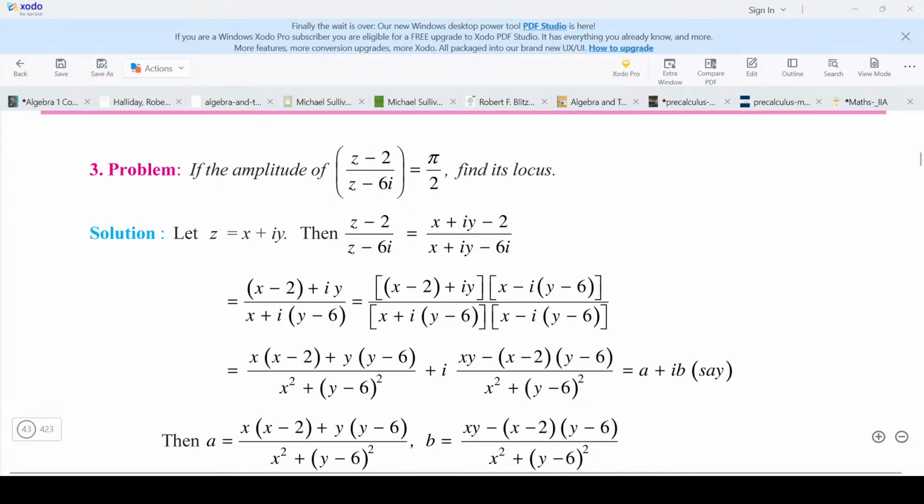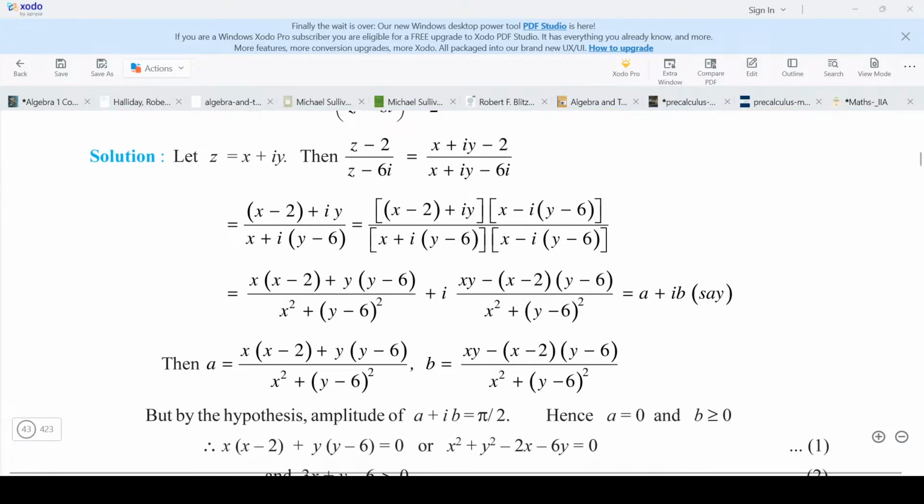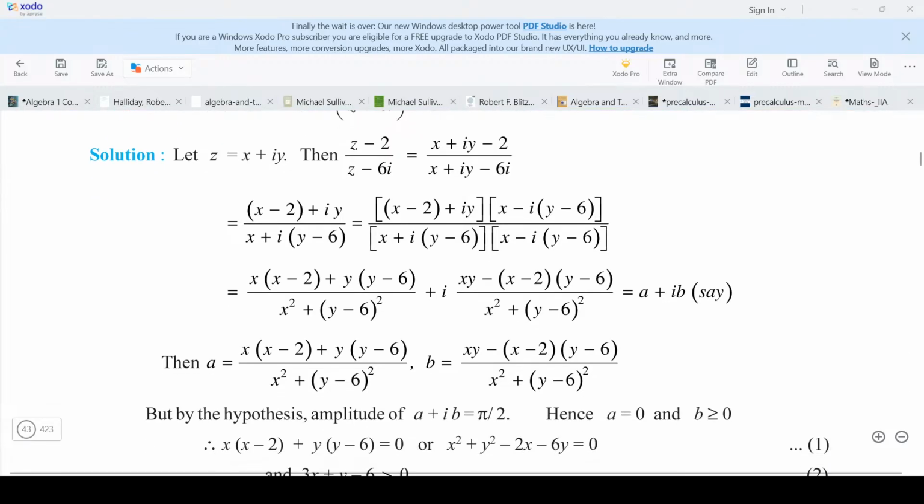Agree? We are calling z as x plus iy, and we are just substituting here. And then we are simplifying this. What we are doing, we are just multiplying with the conjugate. Yes, we simplified, and we got a plus ib. This is this, this is this. Right?